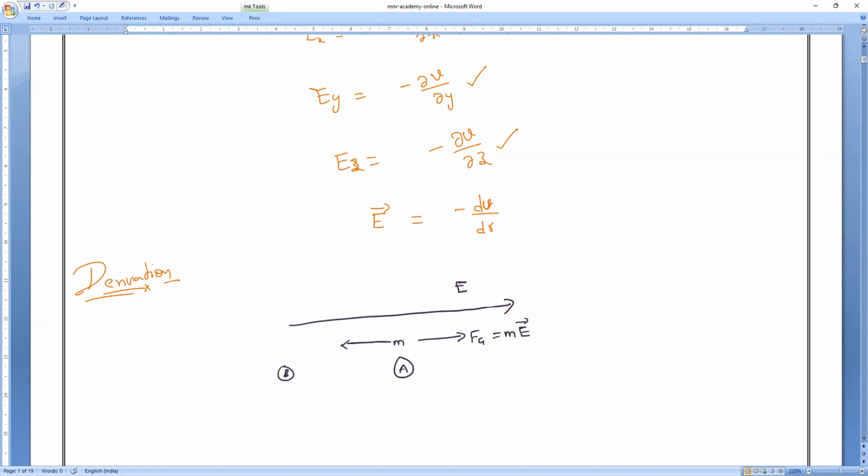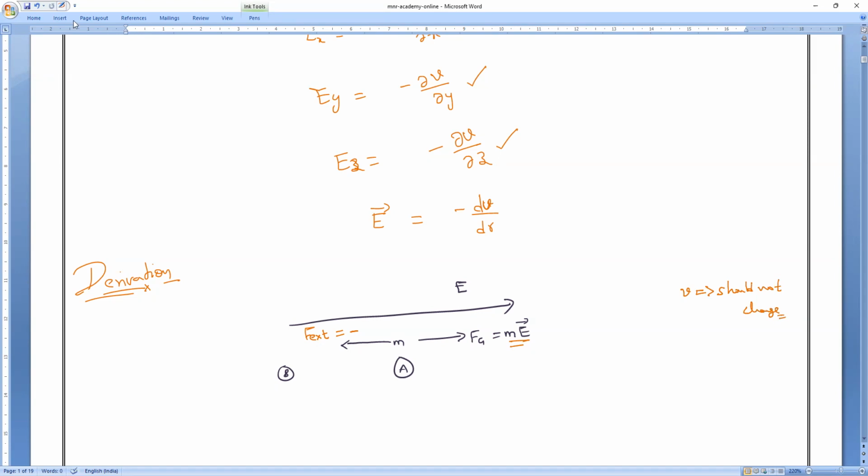But if you want to shift this body from A to B, you have to bring another force. What is that force called? That is what we call the external force, F external, which acts in the opposite direction and has to be equal to this. Should the speed change or not? It should not change.